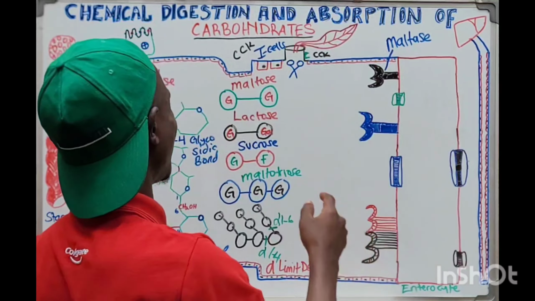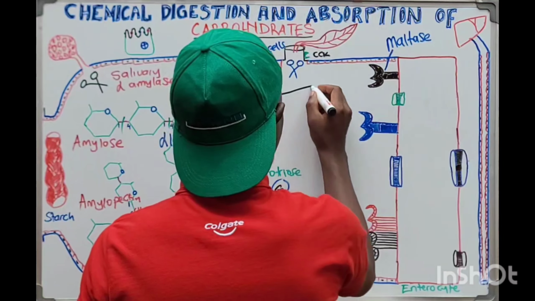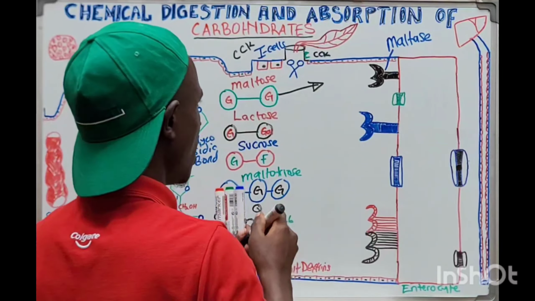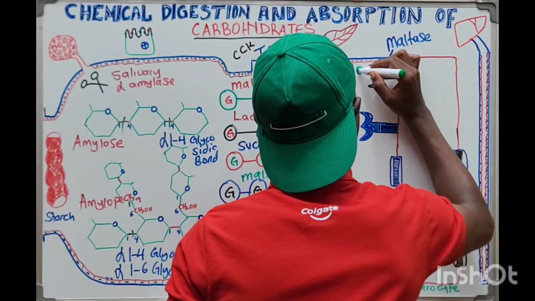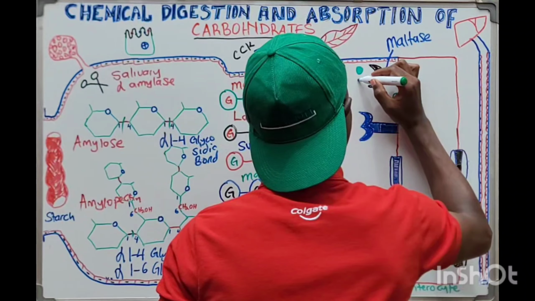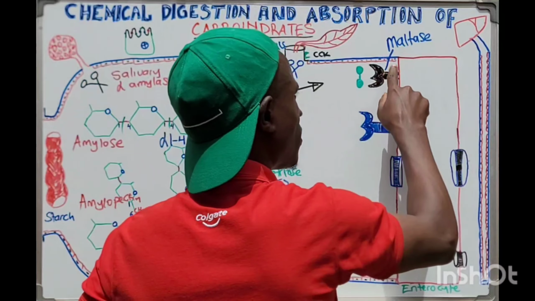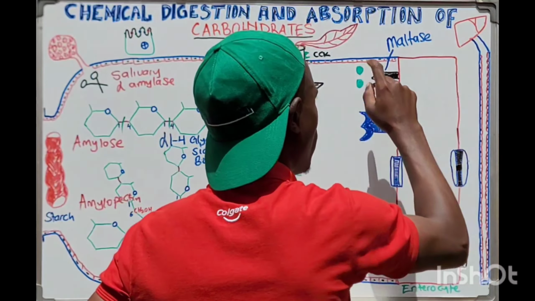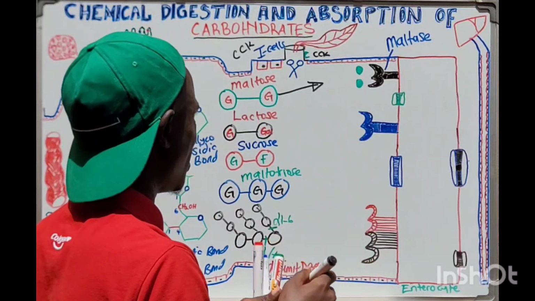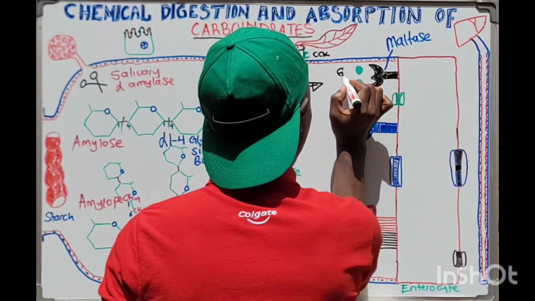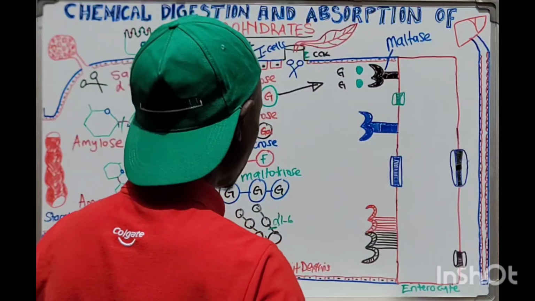What happens is that maltose will run to this enzyme, maltase. So now we have this maltose, which is linked together by a specific type of bond. By the effect of this maltase enzyme, it will break this disaccharide into individual monosaccharides. And what are these monosaccharides? They are glucose and also glucose. It's all that simple, okay?